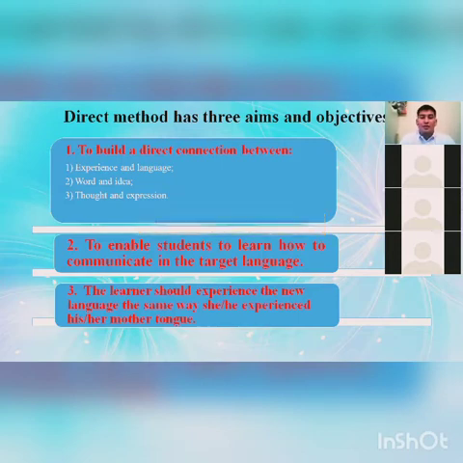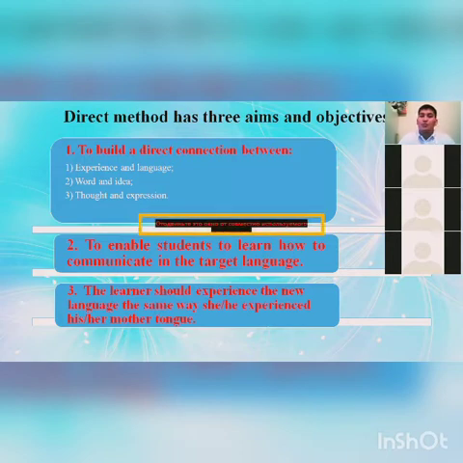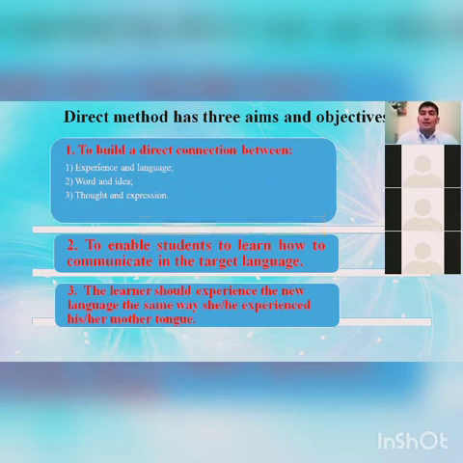And the second one is to enable students to learn how to communicate in the target language. As I have mentioned before, for this aim, we are going to teach students how to think in that language. In order to teach students how to communicate in the target language, we are going to teach them how to think in that language. And the last one is that the learner should experience the new language the same way we experience his mother tongue. So I have mentioned that the other name for direct method was the natural method. That means the natural way of learning languages.